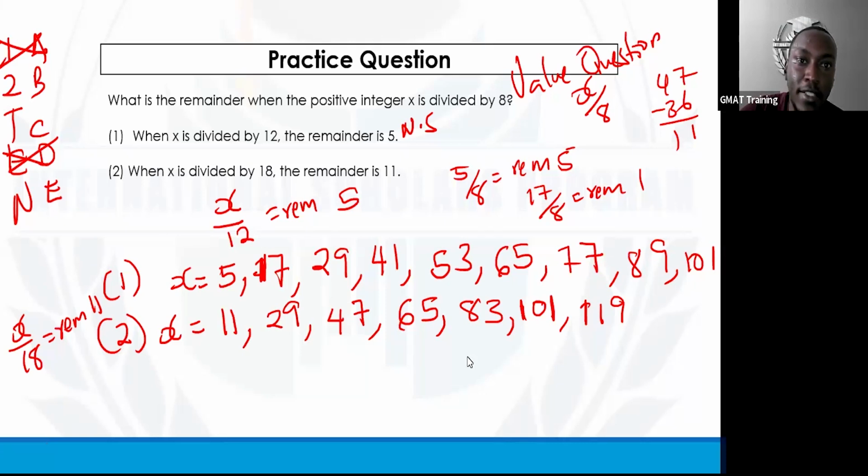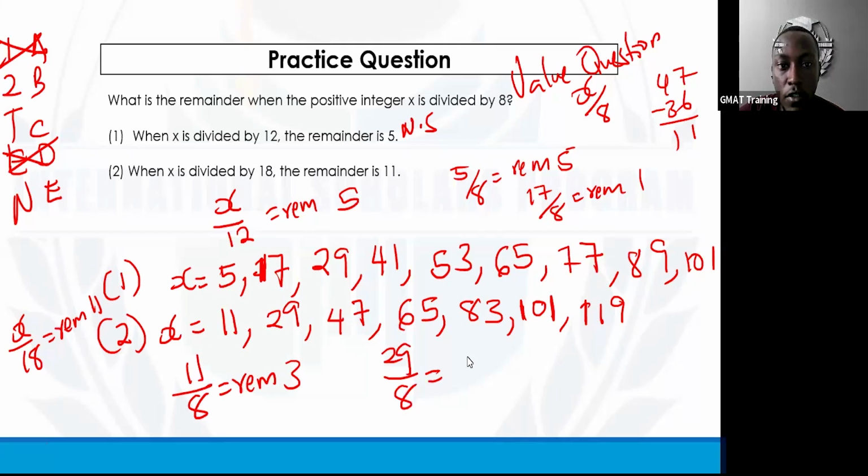Then you're asked the remainder of x divided by 8. So 11 divided by 8, we'll have a remainder of 3. But when you take 29 divided by 8, this is 24, so the remainder is 5. So different remainders, and therefore this is also not sufficient. We need one unique value. For that case, B is not the answer.